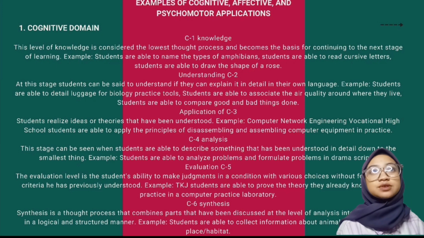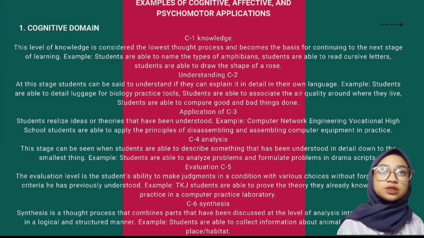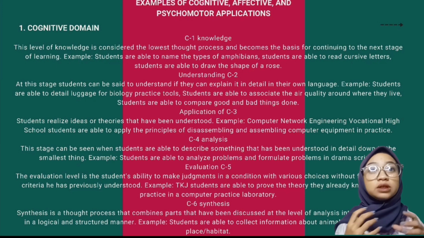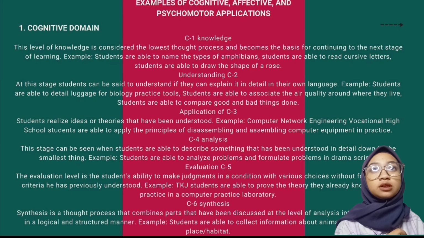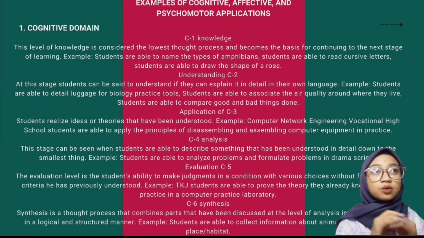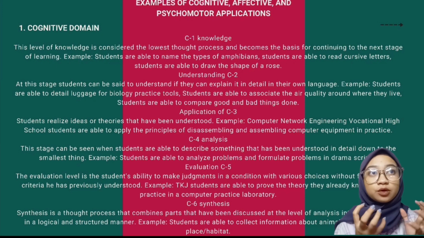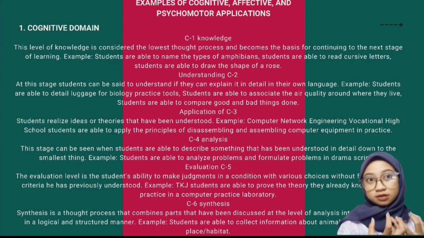The second C is understanding. At this stage, students can be said to understand if they can explain it in detail in their own language. Examples, students are able to detail the key biology practice rules, associate the air quality around where they live, and compare good and bad things done.